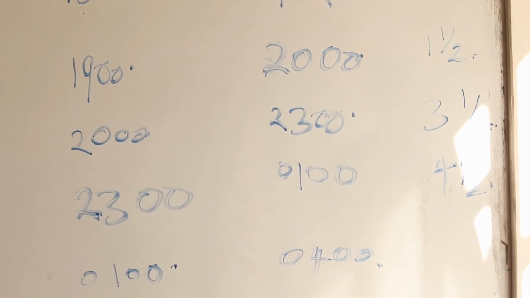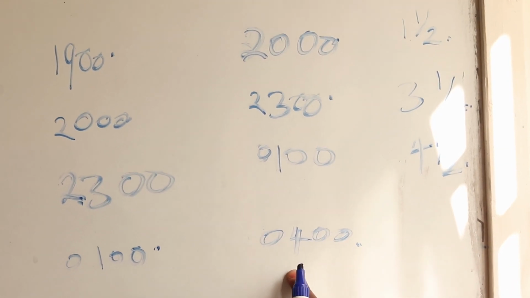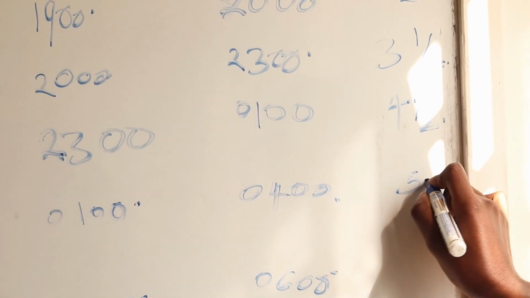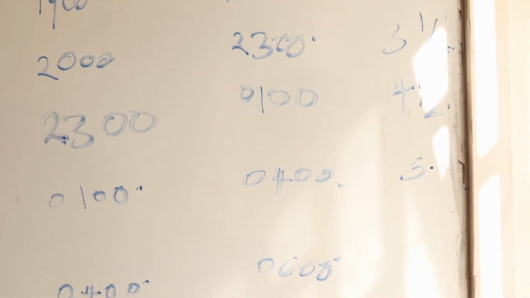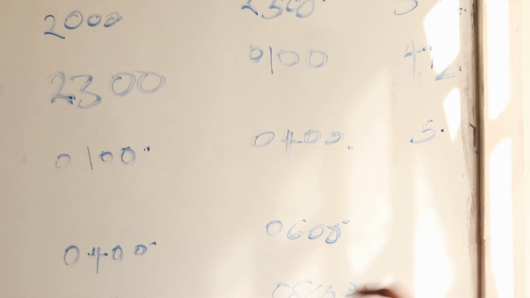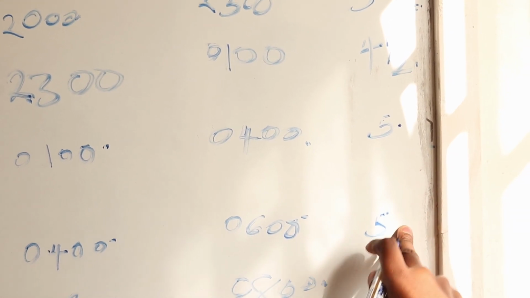And then the next machine broke down at 23:00 and it was repaired at 4. So it took 5 hours for the machine to be repaired. And then the next machine broke down at 1 and it was repaired at 6. So it took 5 hours to be repaired.